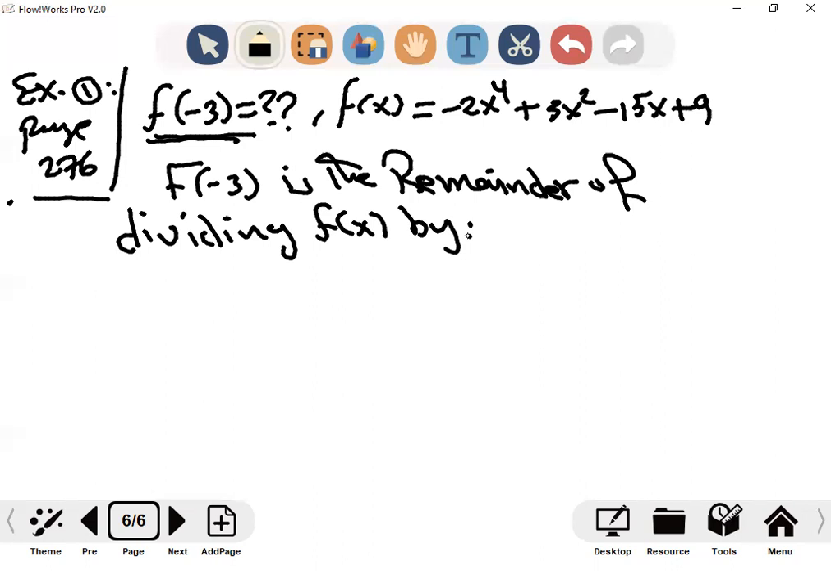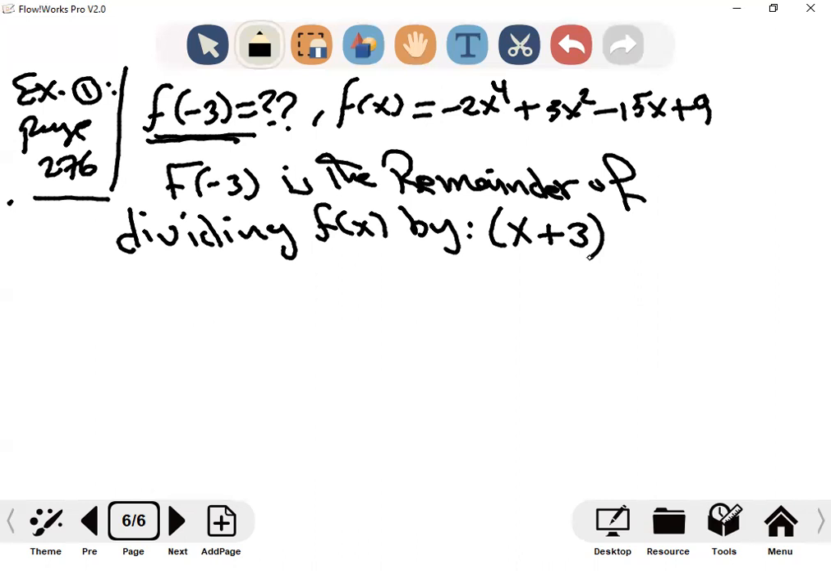f of -3 is the remainder. Remainder means remainder of division, right? In the division, I will divide what by what? f of x, the function, by what? What is the factor? We don't know the factor, but by what? What's the expression I will divide on? By x plus 3. Go back to the key concept. Read the key concept. Only 1.5 line. Read.